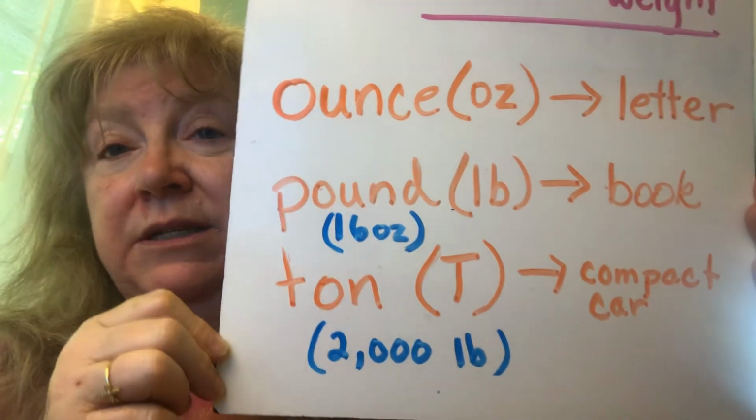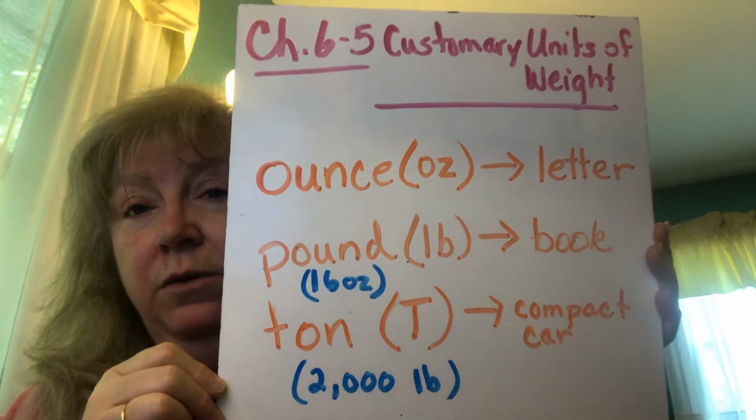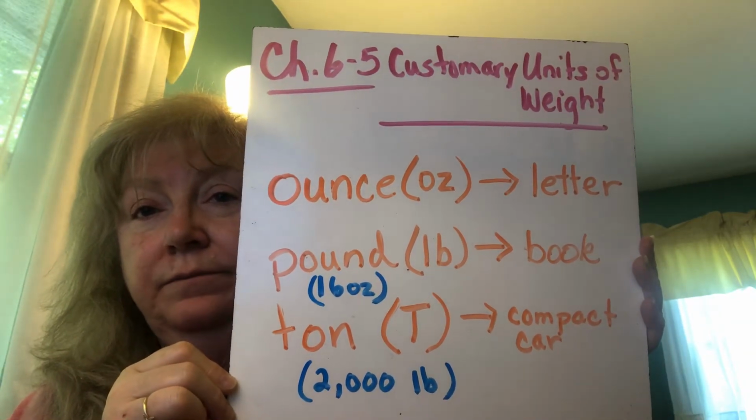Now, you're going to copy this down. So pause the video and copy this. Okay, if you are back, that means you have copied down your increments. Ounces is the smallest unit for weight. Pounds is when you have 16 ounces. And tons are when you have 2,000 pounds. Okay, those are our units of measure.